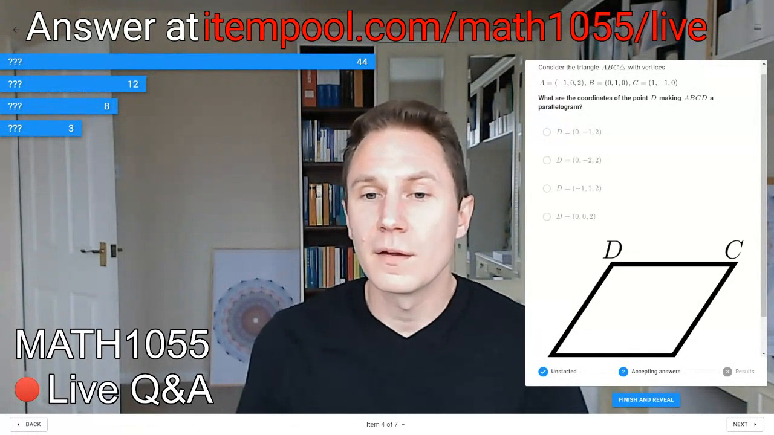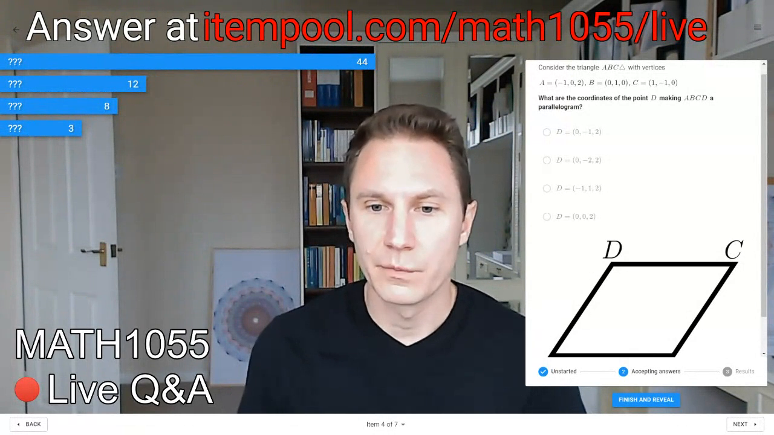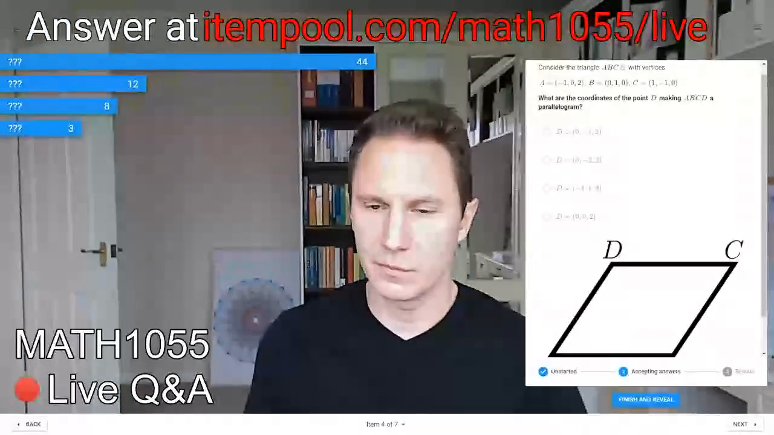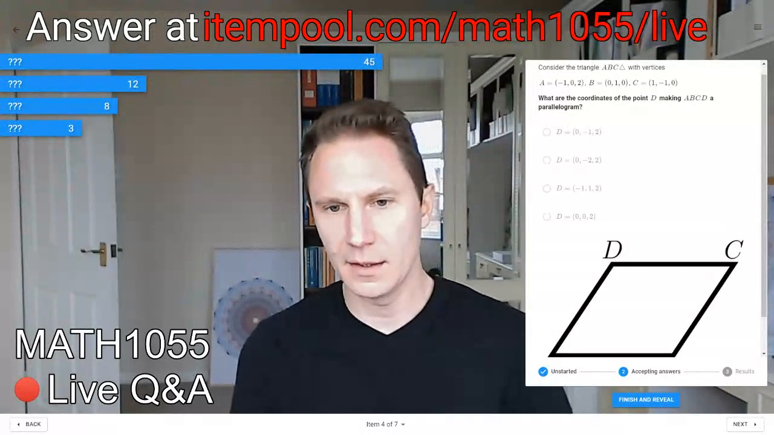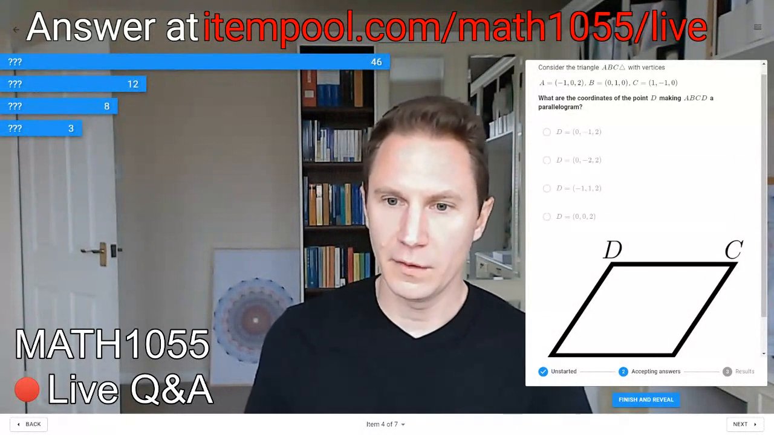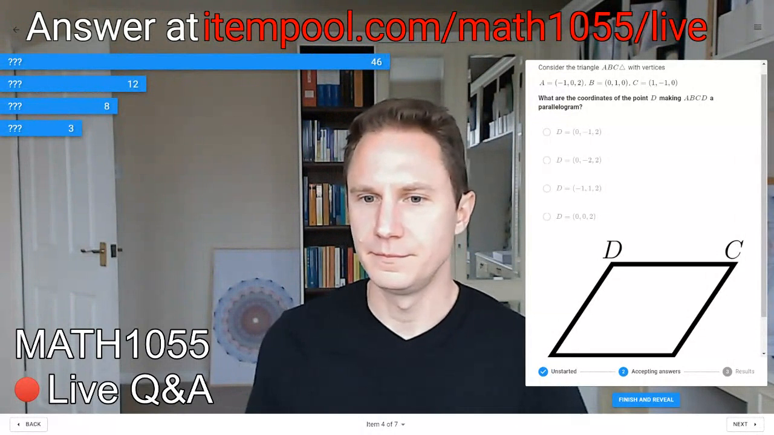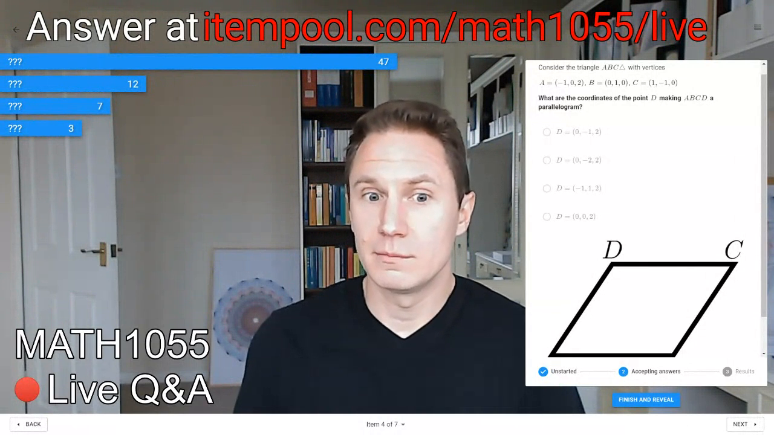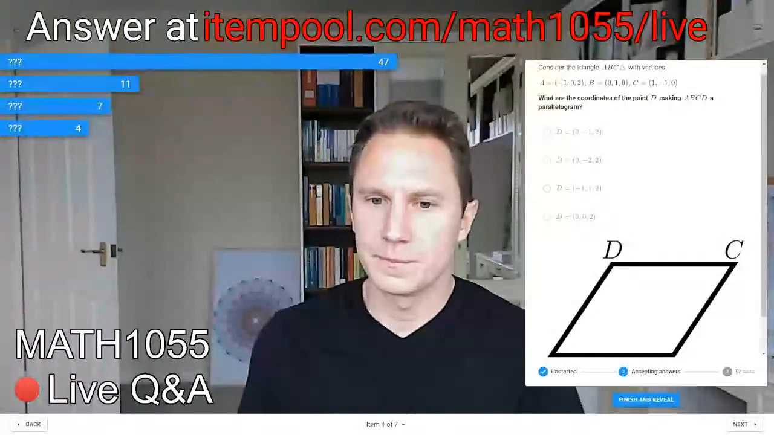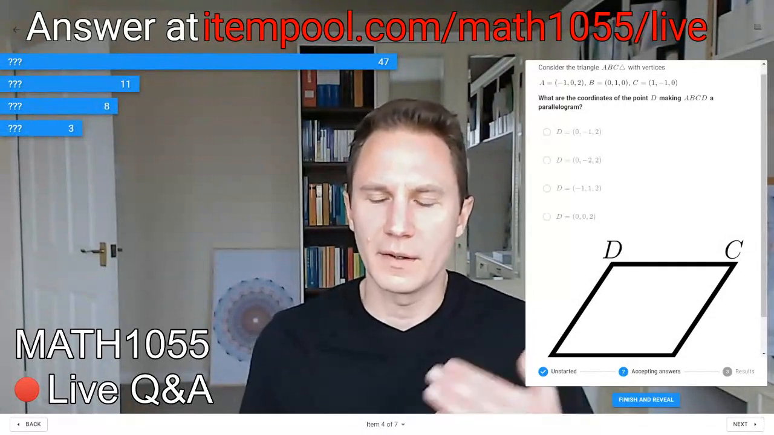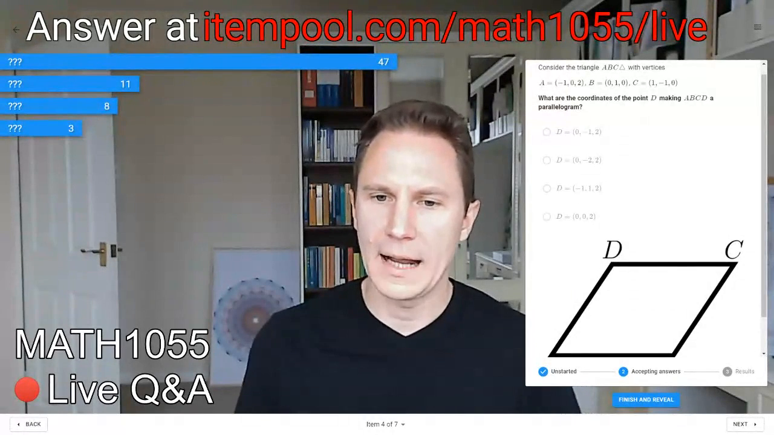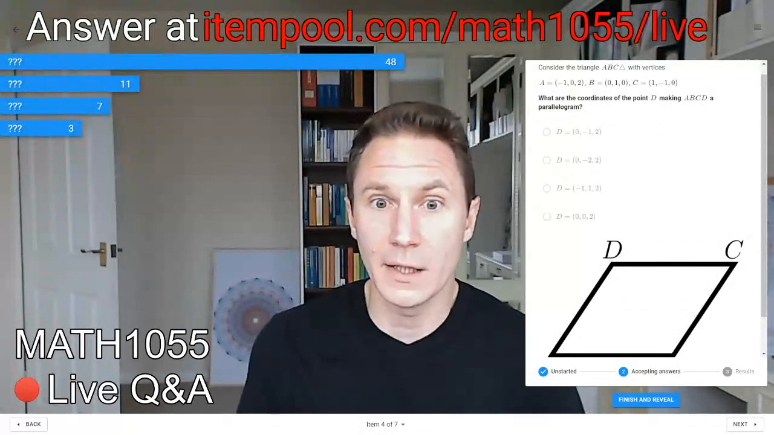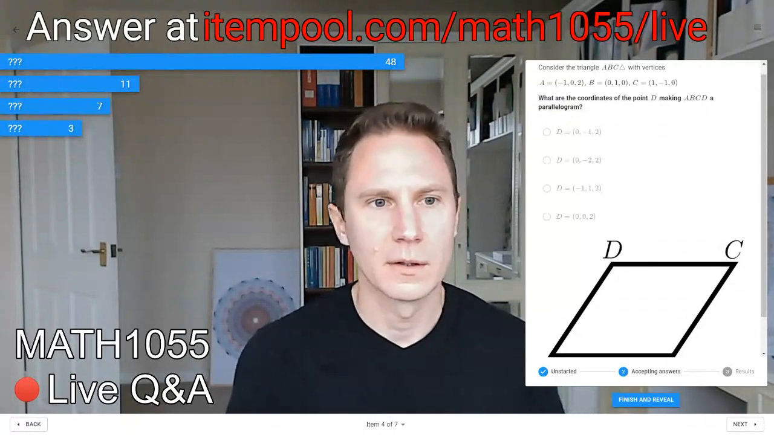Again, the big hint is that it's a parallelogram. So the side AB has to be parallel to DC, and similarly AD has to be parallel to BC. And parallel in this case means not just parallel, of course, they have the same length, the parallel sides, meaning that the vectors representing them are equal. So that's a big hint.